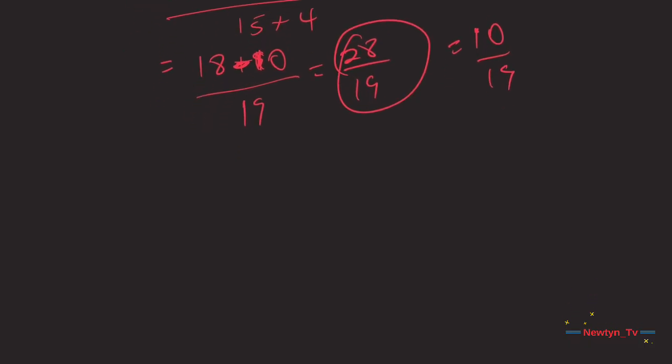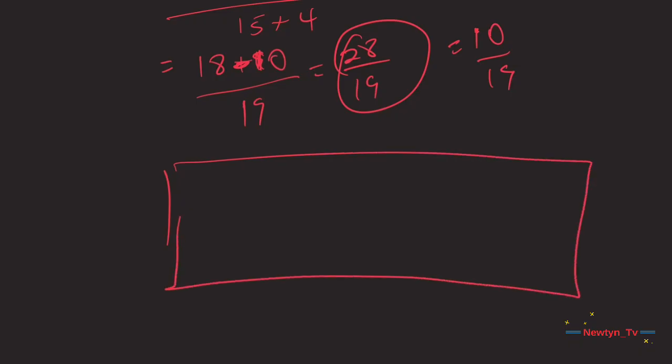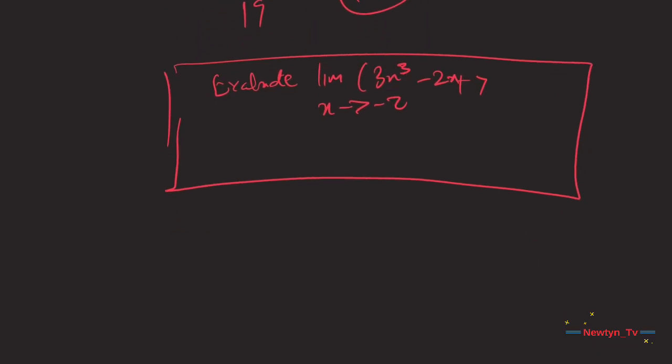Now you can try this on your own. You can pause the video and try this on your own. Evaluate the limit of 3x cubed minus 2x plus 7 as x approaches -2. You can pause the video and try this on your own and put the answer under the comment section.